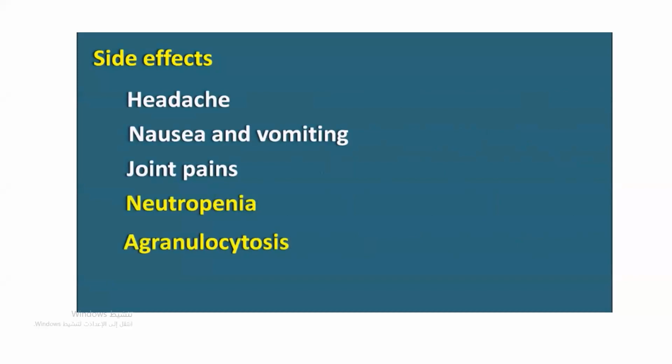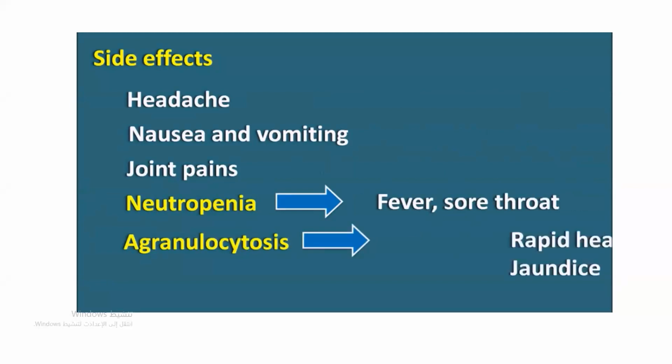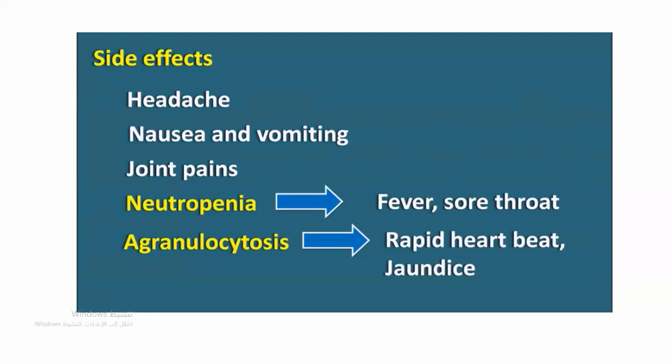This neutropenia, the decrease in the neutrophil count, can produce a few symptoms in the patients such as fever, sore throat and chills. Similarly, agranulocytosis can produce rapid heartbeat and jaundice in the patients. So whenever these two side effects are observed, the antithyroid agents should be carefully given. So that's about the antithyroid agents.